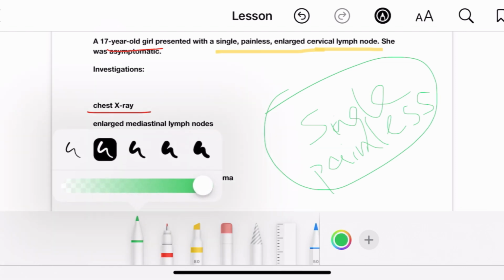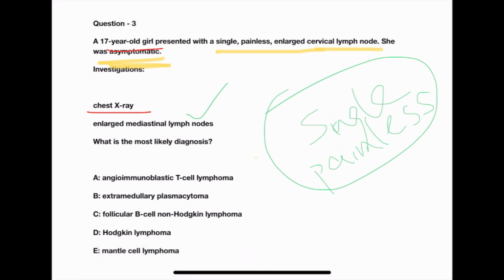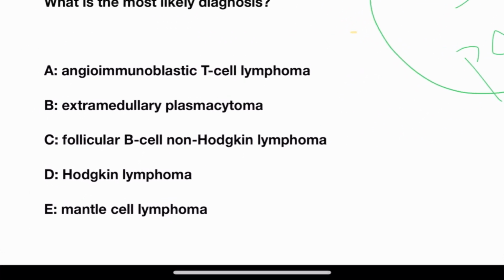So she was seen with enlarged mediastinal lymph nodes. She was asymptomatic. That is another point we should note in this question. So the young girl presented with a single painless enlarged lymph node, she is asymptomatic, and her chest X-ray showed enlarged mediastinal lymph nodes. So the question here is, what is the most likely diagnosis? The options are angioimmunoblastic T-cell lymphoma, option B extramedullary plasmacytoma, option C follicular B-cell non-Hodgkin lymphoma, the fourth option Hodgkin lymphoma, and the fifth option mantle cell lymphoma.